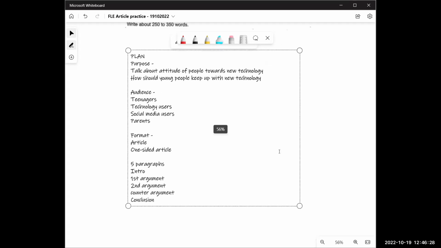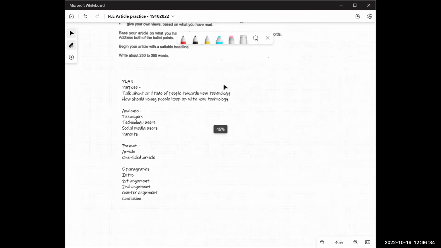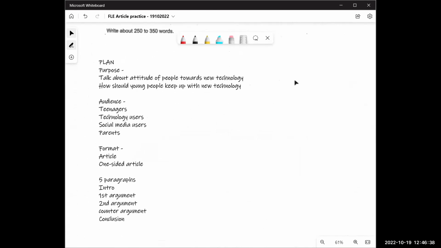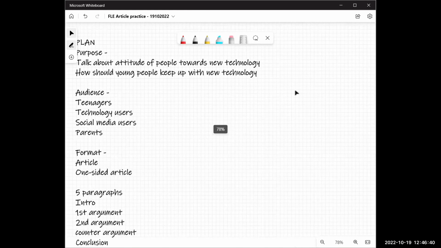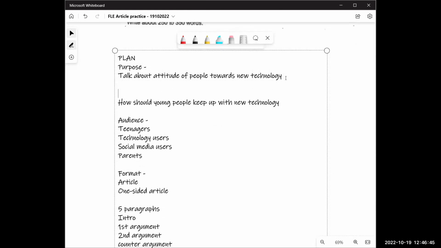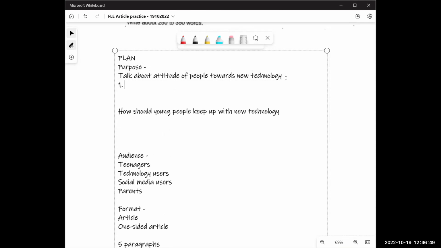Now what's happening is, we have this format, five paragraphs: intro, first argument, second argument, counter argument, conclusion. Let's start. When we're writing this, our purpose is this. What points are you going to talk about over here? Let's give a few things we can talk about. In the plan, the first point I want to talk about is the attitude of people. What do you think is the attitude of people regarding that?